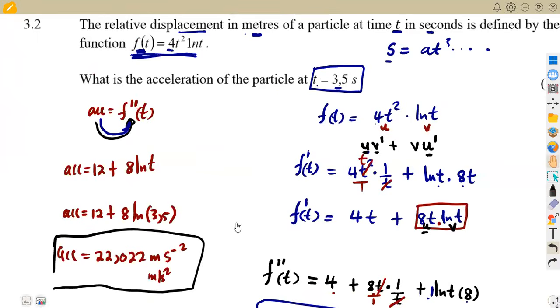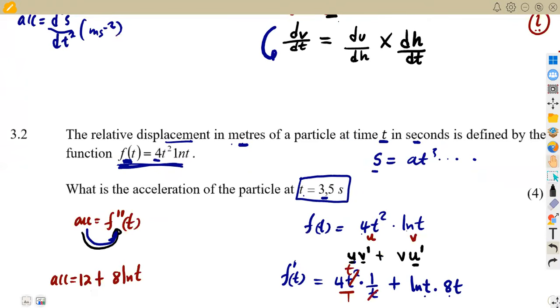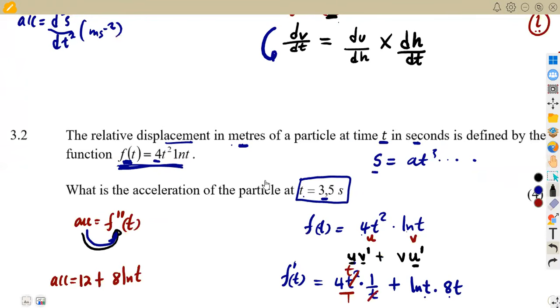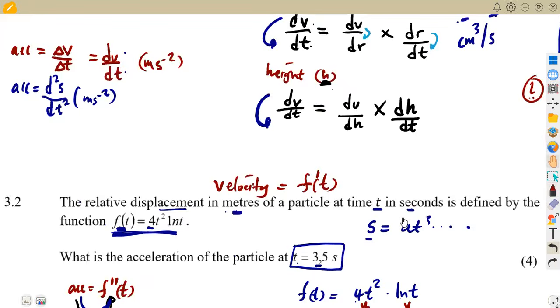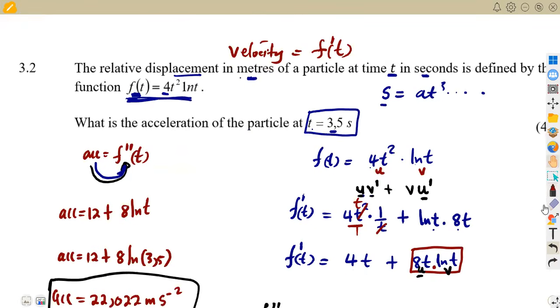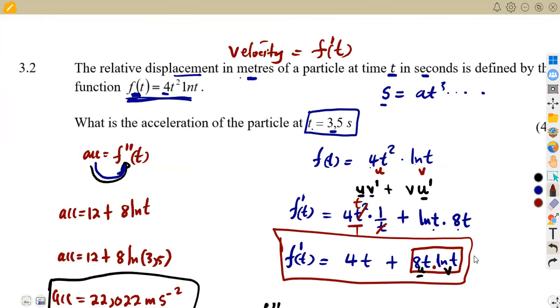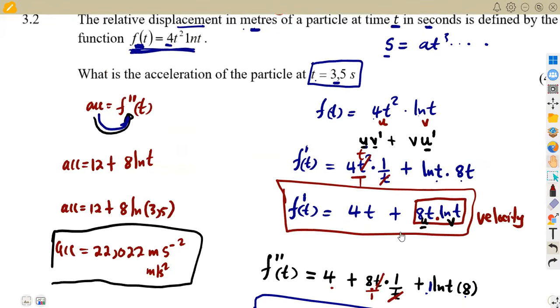If this question was for us to calculate the velocity, velocity is simply the first derivative of displacement, which means our velocity was simply going to be taken as the first derivative with respect to t. When we differentiated first on this part, this is our first derivative. This is the expression that represents the velocity. So if the question was asking you to calculate the velocity, this is the part that you're going to use.